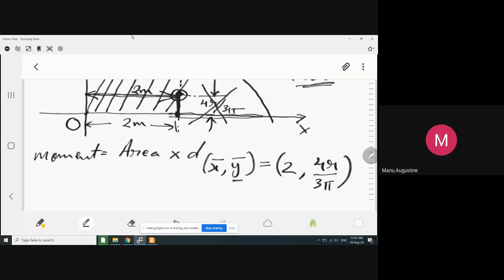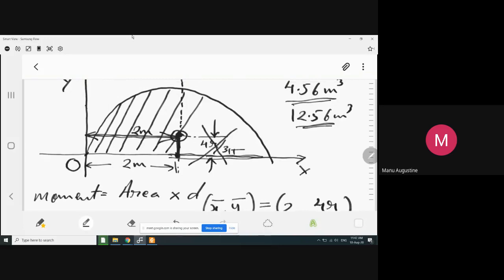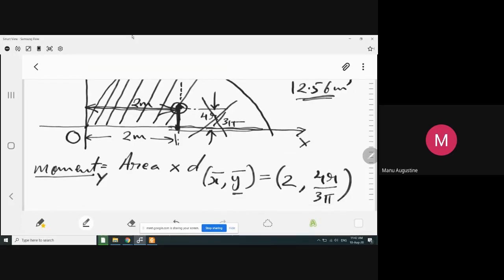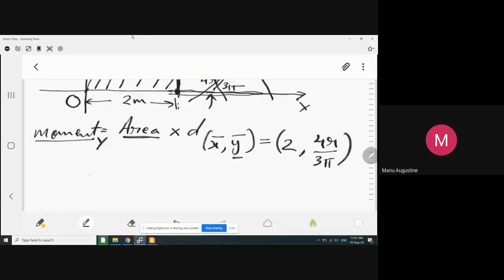So this is the location of the centroid of the semicircle. But you have not been asked the centroid of the semicircle. You have been asked to find the moment about the y-axis. So you have to take the area of the semicircle. What is the area of the semicircle? It is pi r square by 2. Since it is a semicircle, pi r square is the area of the complete circle, so pi r square by 2 is the area of the semicircle. So area is pi r square by 2 multiplied by the distance.